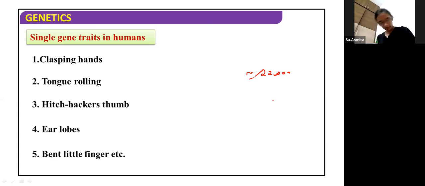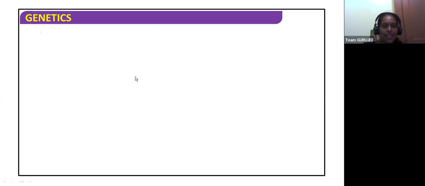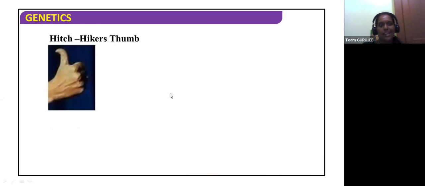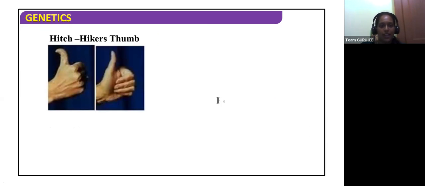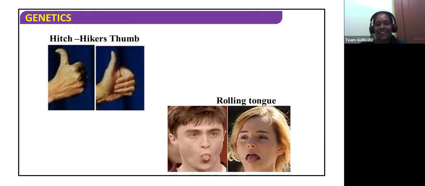Hitchhiker's thumb, yeah, I'll just show you the picture. We have a picture for everything. The clasping hands, the rolling tongue. This is the hitchhiker's thumb. Few people can bend it back like this. I cannot do that. Maybe any one of you can. We usually have it straight. So some people can bend it back. That's not possible for me. Neha is trying. Rolling the tongue is really a great thing that people can do. All of you are trying, I guess.